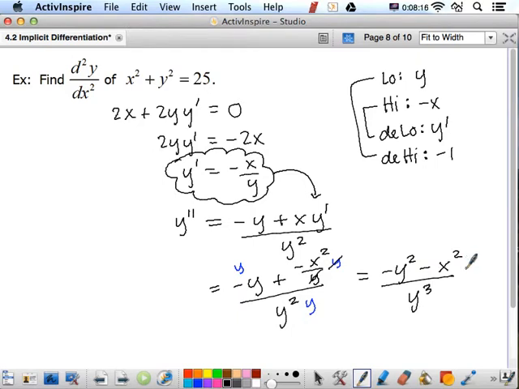In order to do that, we would need to be able to factor a y out of the top and then reduce it with the bottom. So this is as far as it goes. So they're not that bad. You just have to remember at the end to substitute for your y prime.